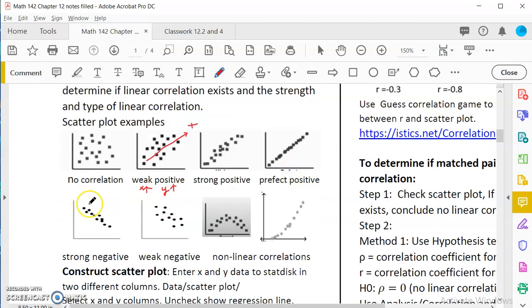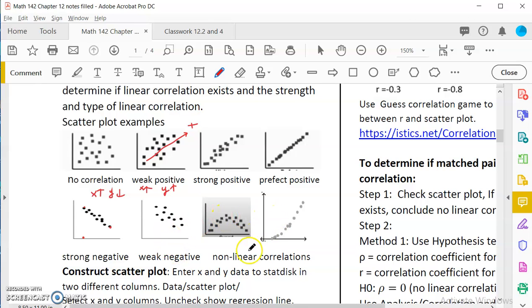On the negative side, if your points line up like this, x and y go in different directions. When x increases, y decreases. You can see this point has a very low x and a very high y, but when x increases, your y drops. So we call it negative correlation. This is kind of strong because the points line up. This is weaker negative.